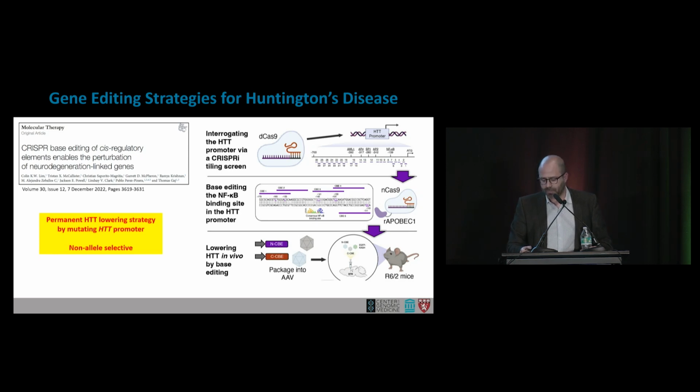Here's another strategy, going back to some of the data that Blair presented this morning. There are multiple steps in this study. They mapped the promoter region of the Huntington gene, and then introduced base editing mutations in the same site that Blair mentioned earlier today to reduce the levels of Huntington. Again, this will be non-allele selective, and it will result in permanent reduction of both alleles.